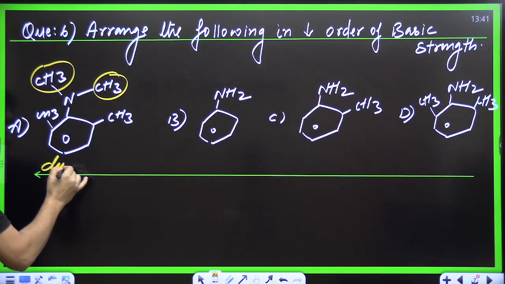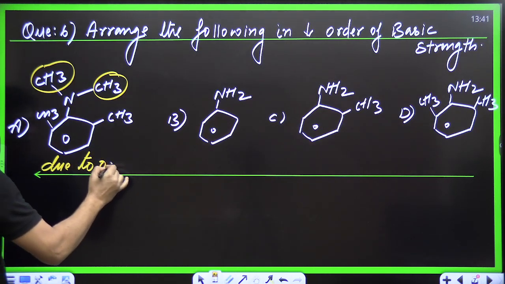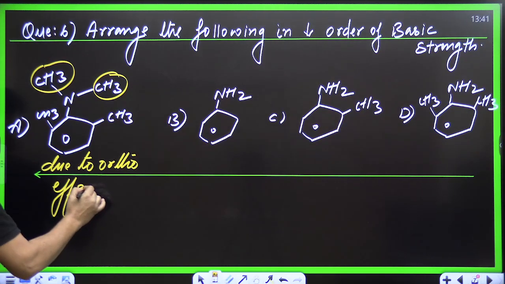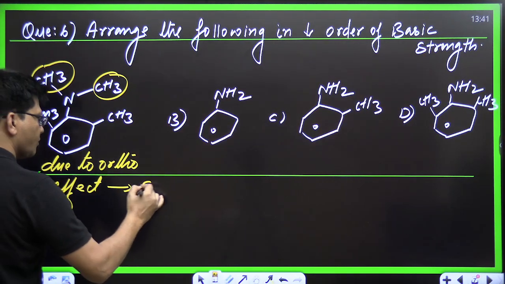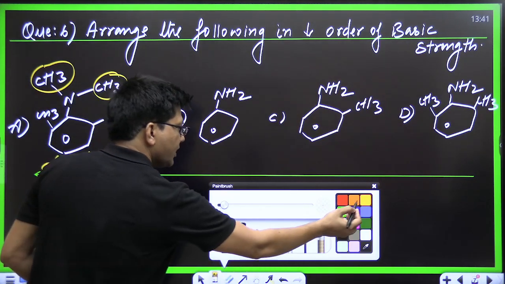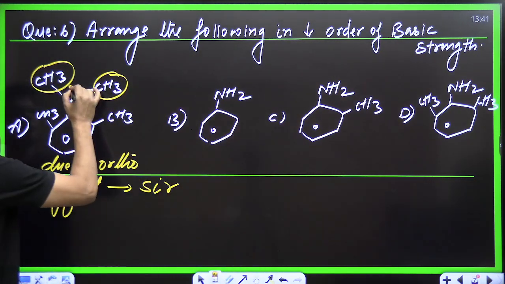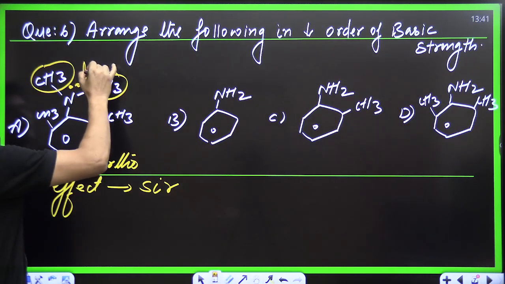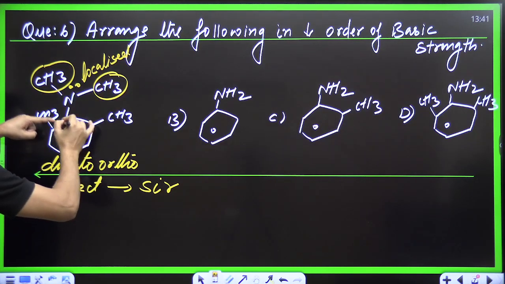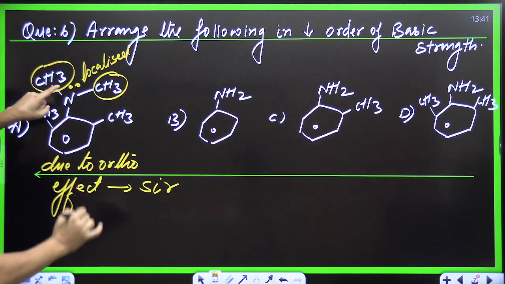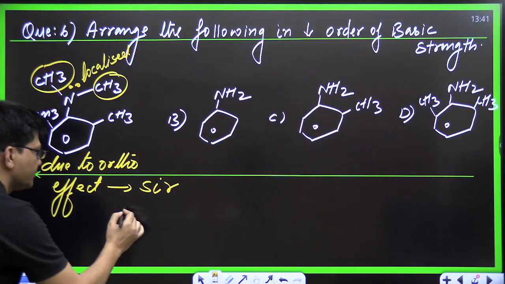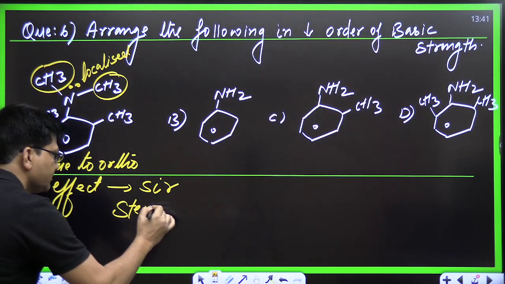So due to the ortho effect, there is SIR. What is SIR? Steric inhibition in resonance. So steric inhibition in resonance means its lone pair has become localized. It can't participate in resonance with the benzene. So easily it will be attacked by a proton. SIR means steric inhibition.